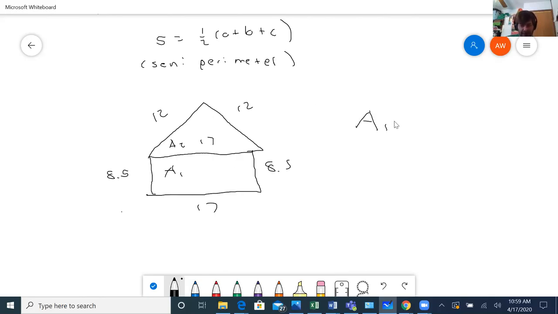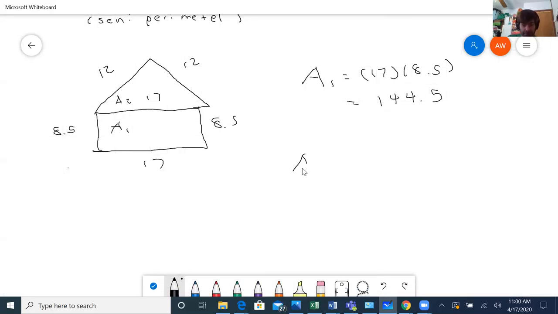Area 1 is going to be easy enough to find. That's just going to be length times width, which is 144.5. Okay, and then to get A2, we're going to use Heron's formula because we have all the sides and none of the angles. So the first thing you have to do is find your S. 12 plus 12 plus 17, divided by 2. I got 20.5.